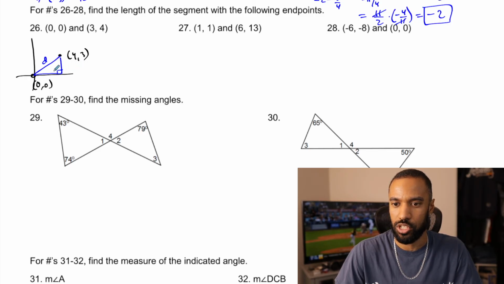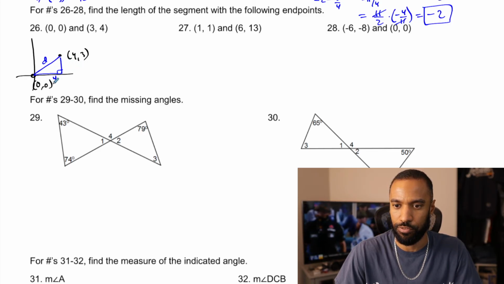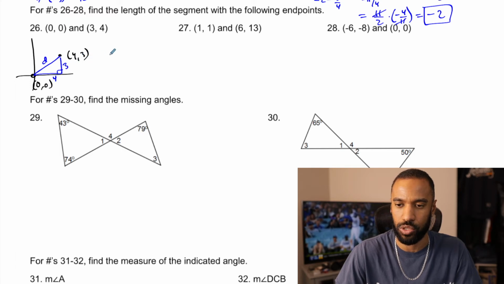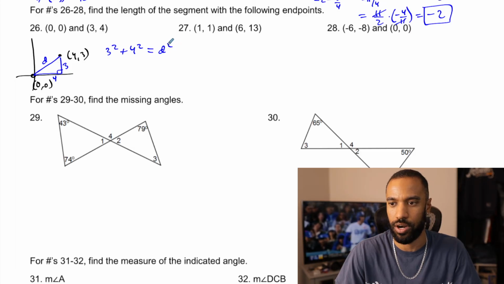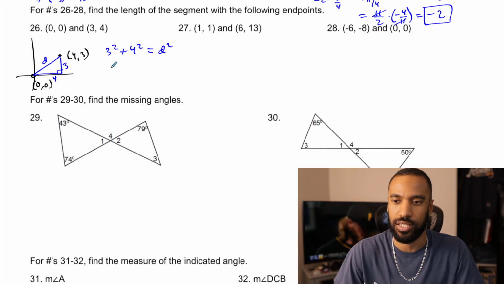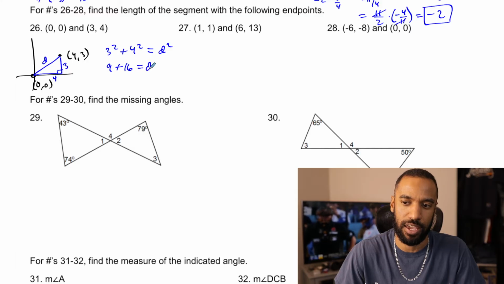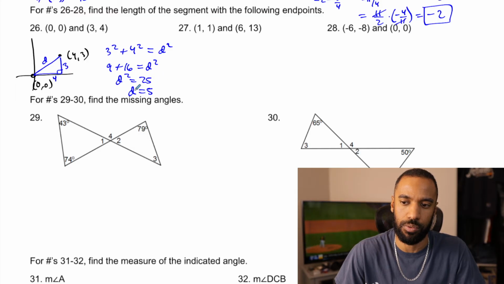It's what's the distance between 0 and 4 on x? That's 4. Distance between 0 and 3 on y? That's 3. 3 squared plus 4 squared equals d squared or x squared or c squared, whatever. Your distance, this is going to be 5 again. D squared is 25, so square root, d equals 5.